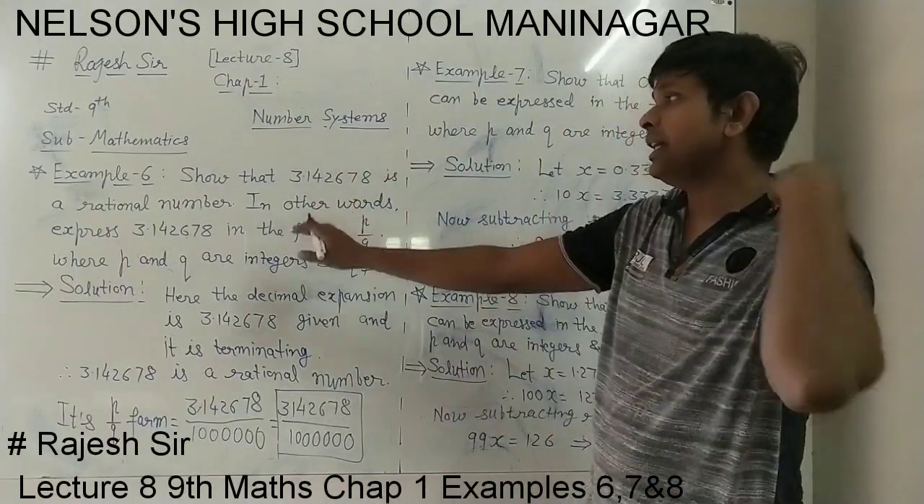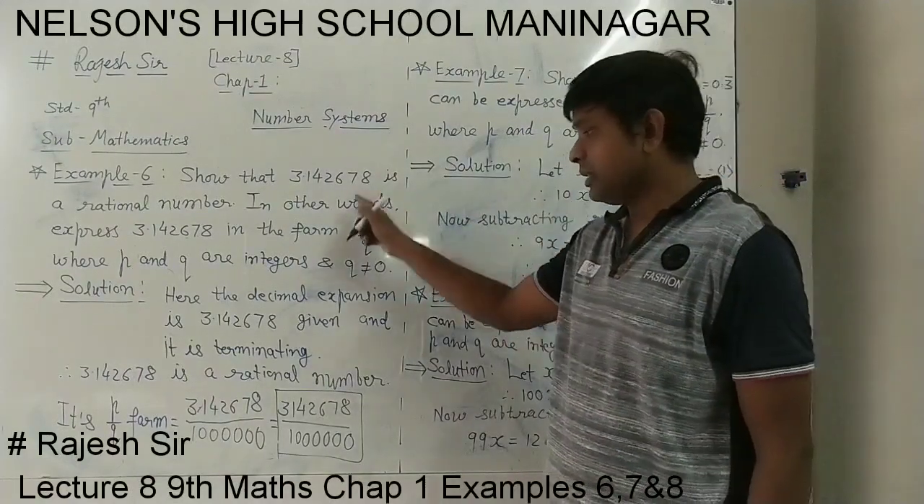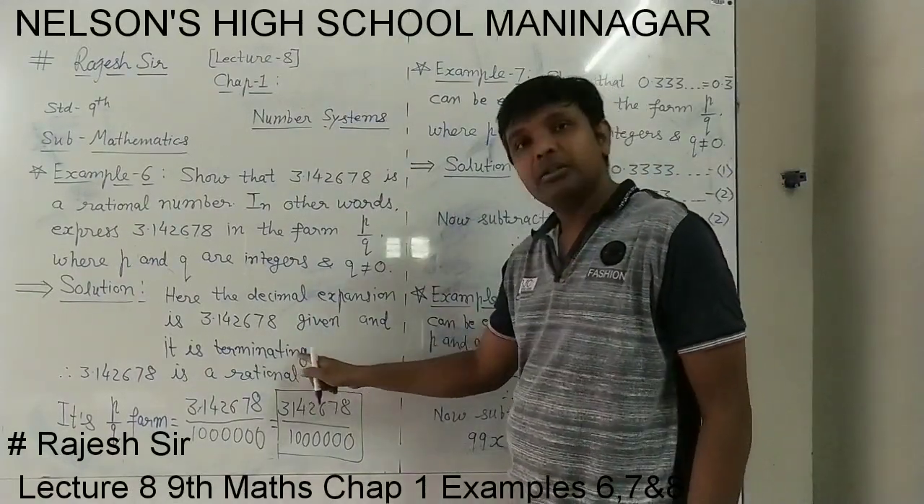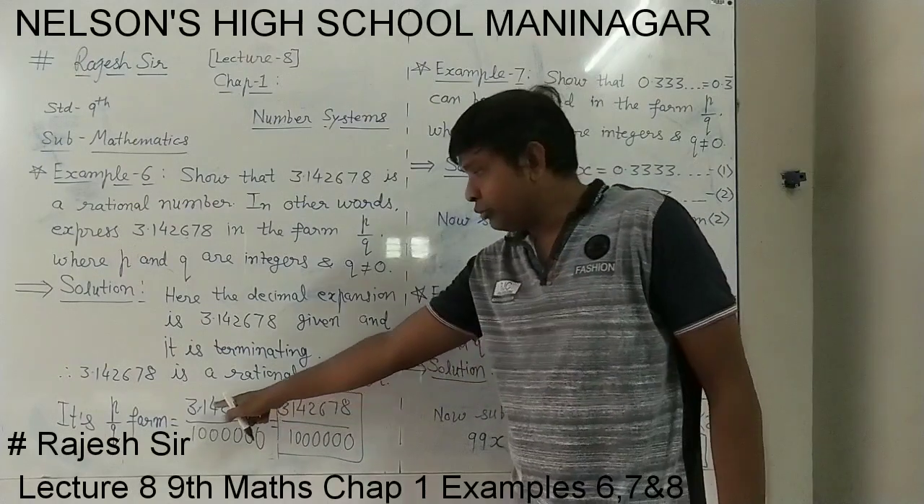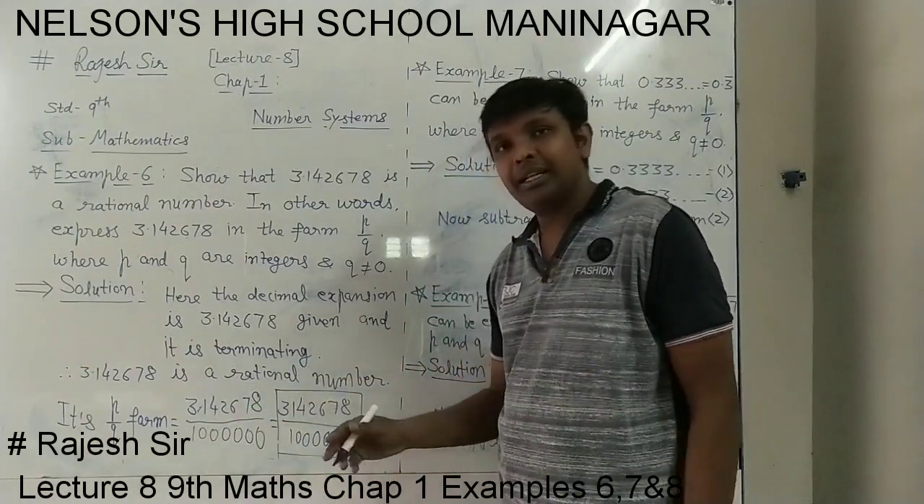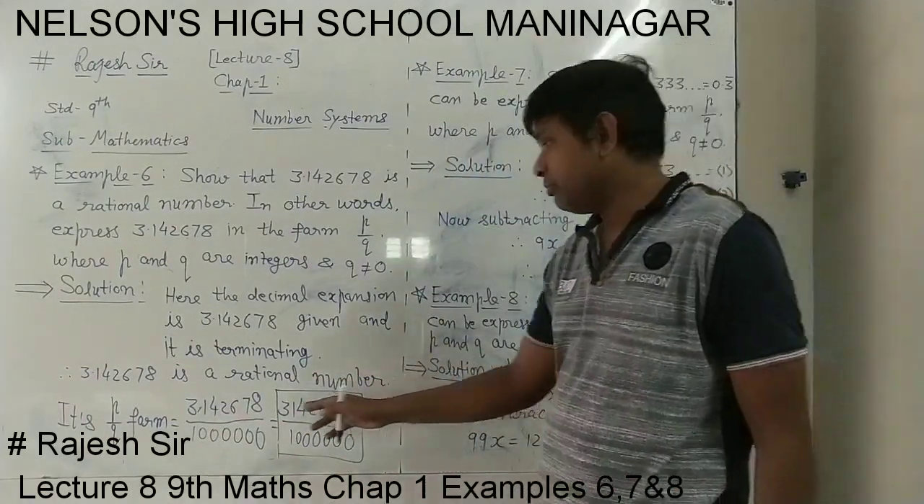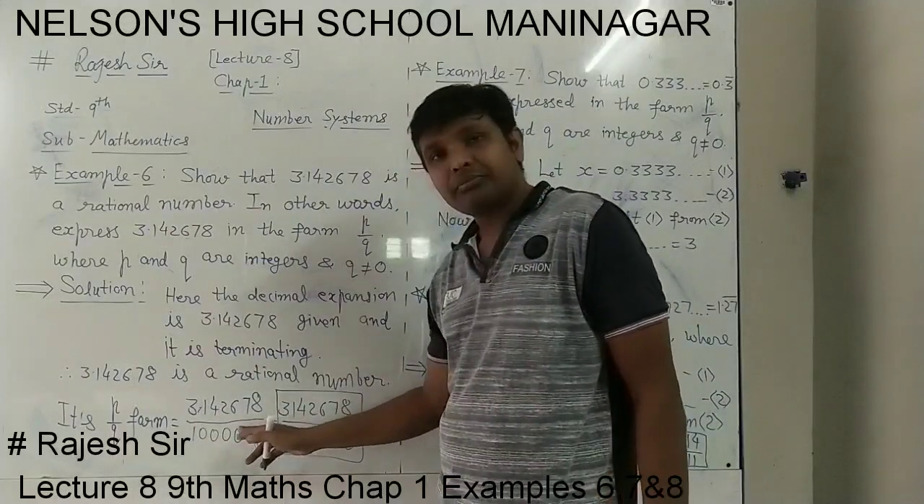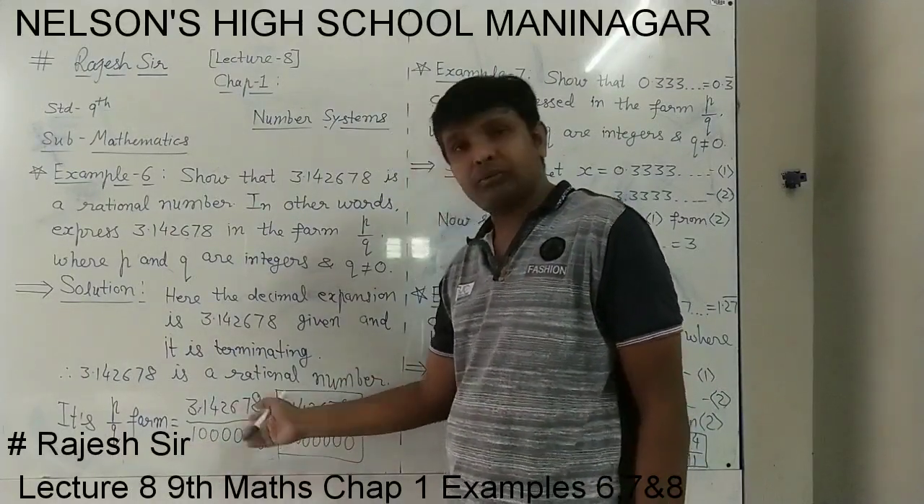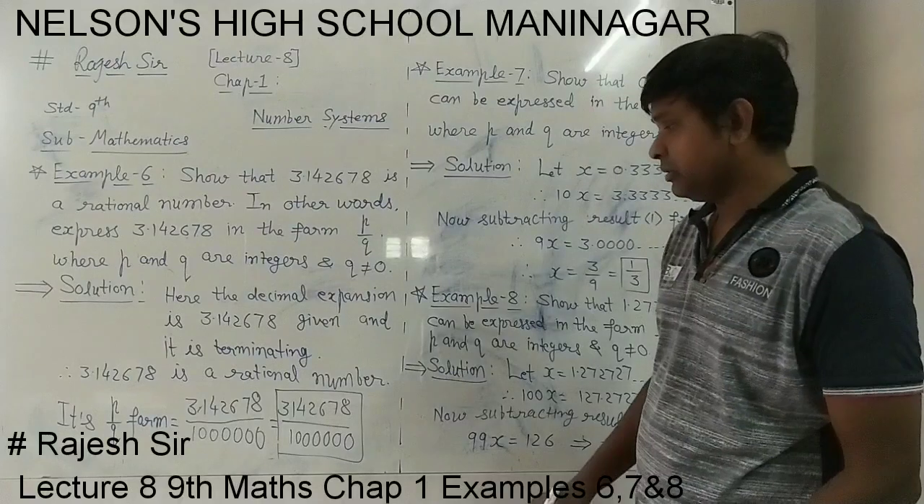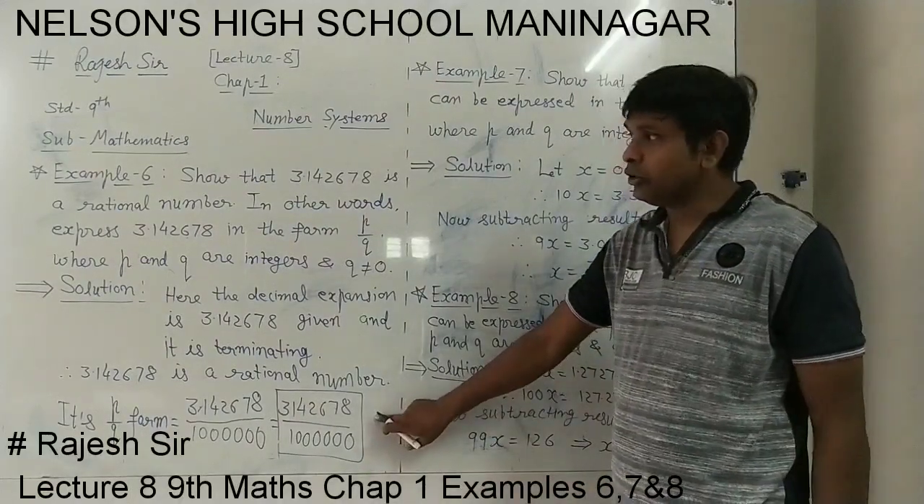So this way we got the answer of example 6. We have shown it is a rational number by showing it is terminating, and by removing the point, dividing by 10, 100, 1000, as many digits as there are after the point, that many zeros we put after 1. This way we got the P upon Q form also.